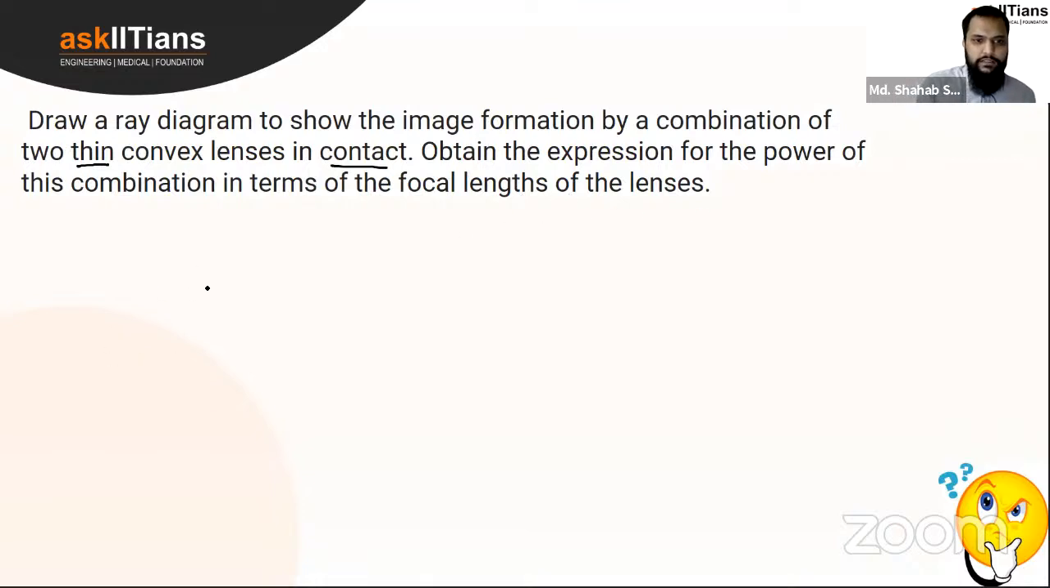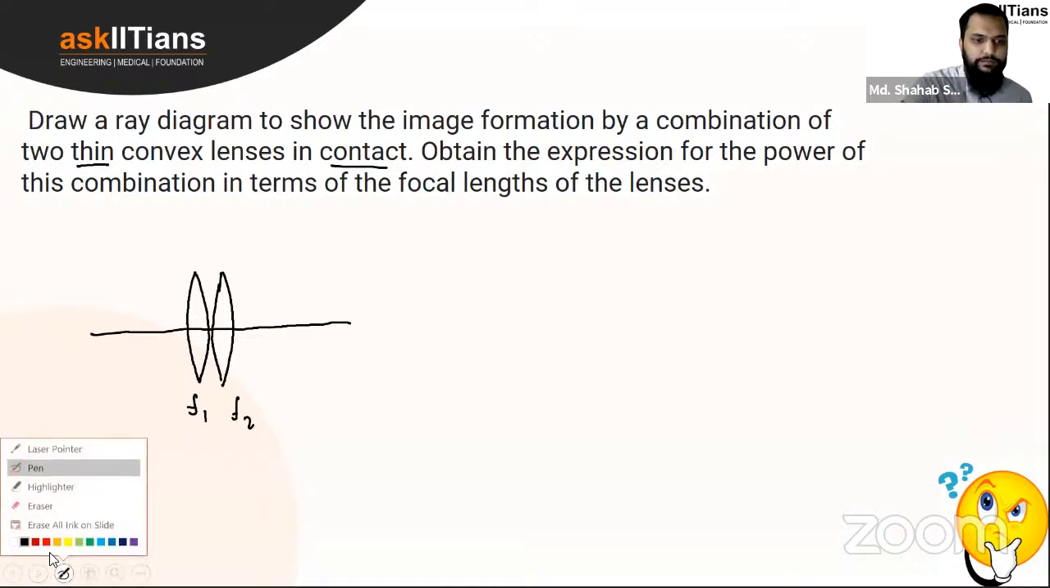Okay, so the question says two convex lenses are in contact. Fine. So draw the two convex lenses. Like I would say, take this one of focal length f1 and this one as focal length f2. Both are convex. It is given in the question. So what we have to draw? Ray diagram first of all. So we can take object anywhere. For example, suppose object is here. So I can take one ray like this.